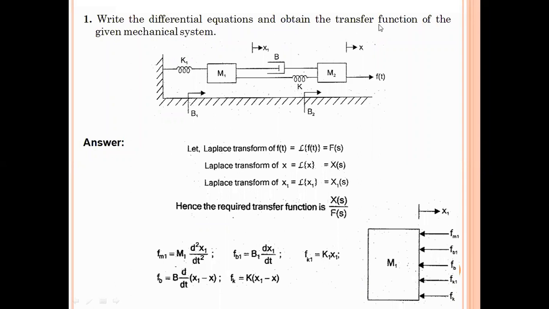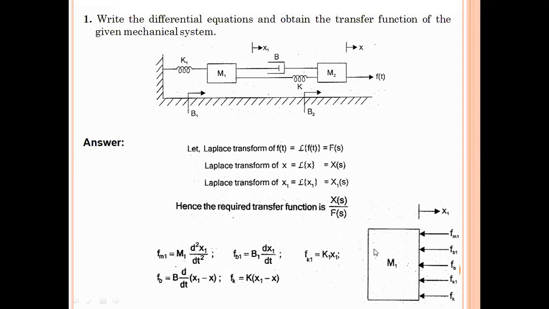And first, in order to obtain the transfer function, we need to obtain the differential equations. These differential equations can be written across the masses. So across M1, we need to write one differential equation, and across M2, we need to write another differential equation. Okay. So how can we write these differential equations? First, across M1, how can we write? For that, we need to draw the free body diagram of mass M1.